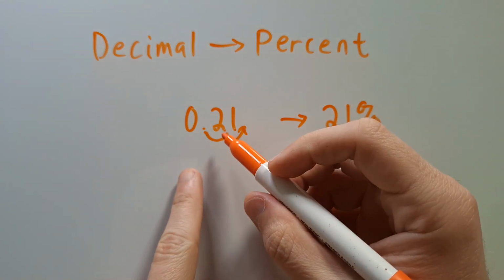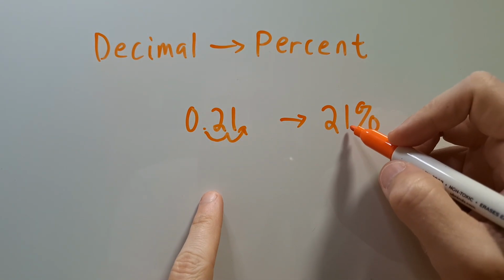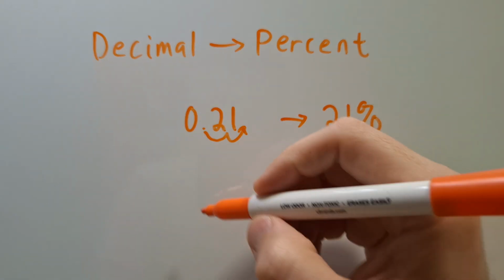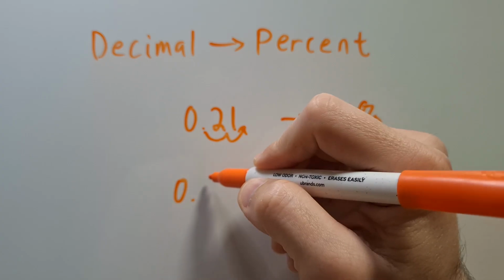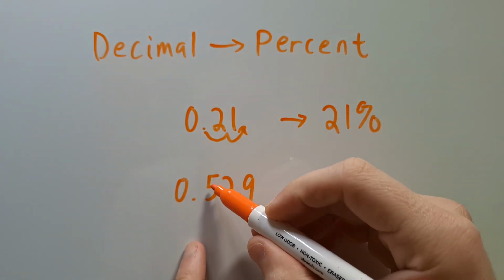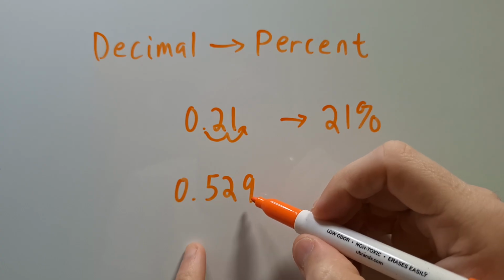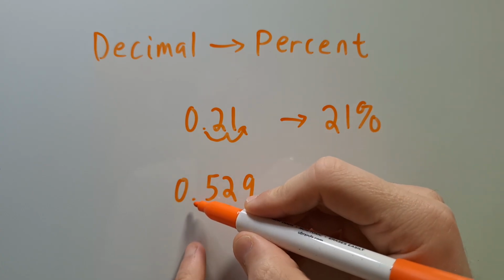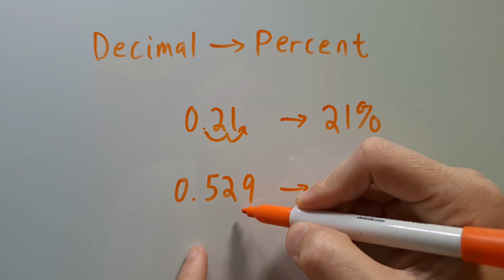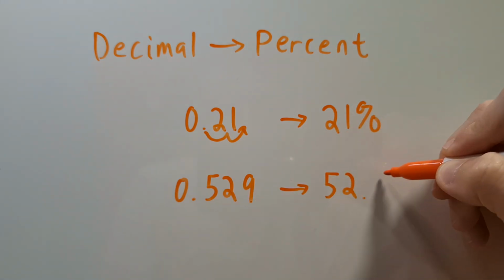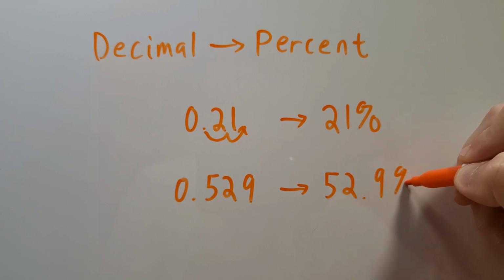This decimal is less than 1, so the percent will be less than 100%. I'll work out another example. So this is 529 thousandths. Converting this, moving that decimal point 2 places to the right, same as multiplying by 100, converts this to 52.9%.